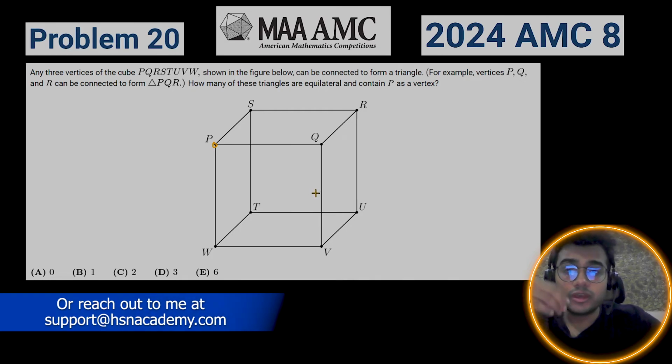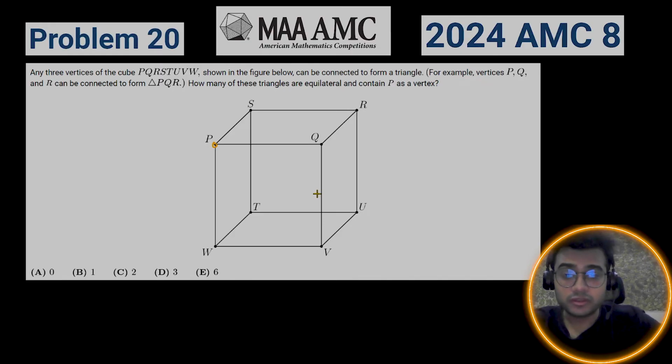Okay, so in this problem we have a cube with these 8 vertices, and they want us to choose 3 of the vertices to make a triangle, and they're asking how many of these triangles are equilateral, so all the side lengths are equal, and contain P as one of the vertices.